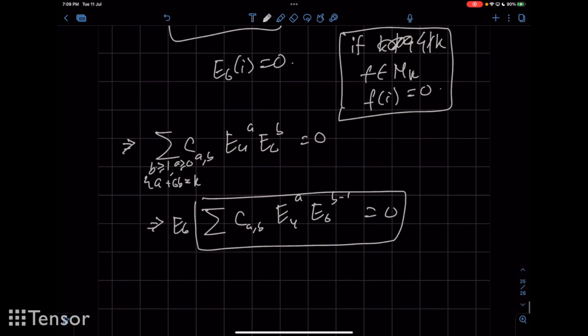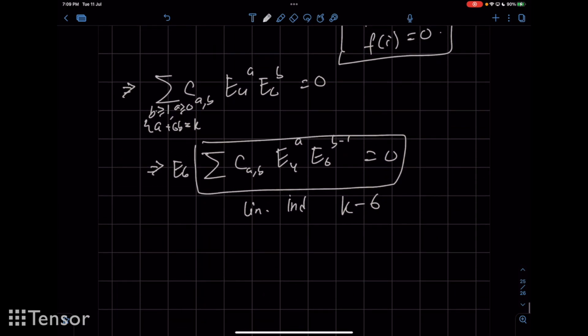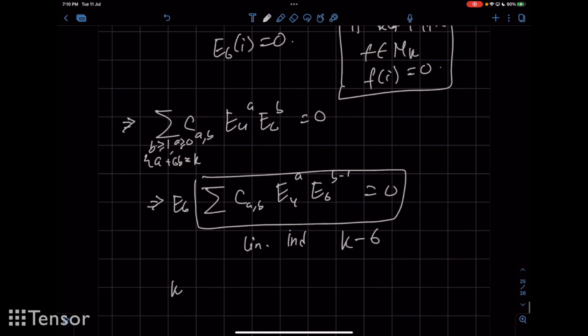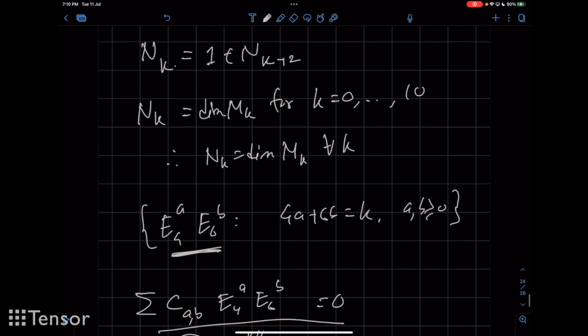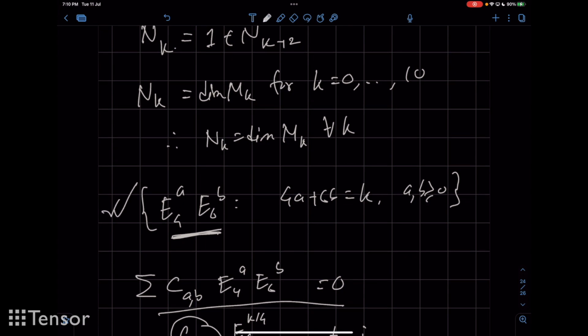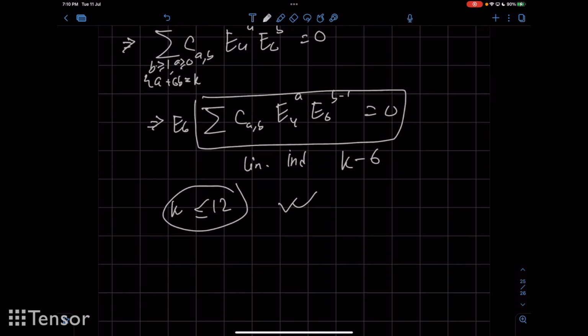And again, what we do is induction. So this is the linear independence condition for k minus 6. And so what do we need to do? We just need to verify the linear independence for k being smaller than 12, which we already did. So we are done. So therefore, this set is a basis. So yeah. Does anyone have any question?